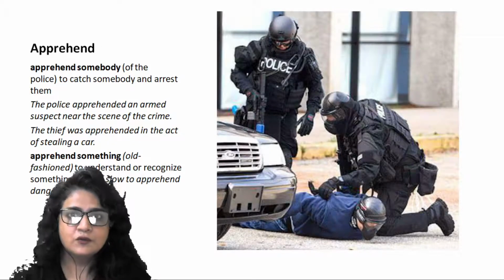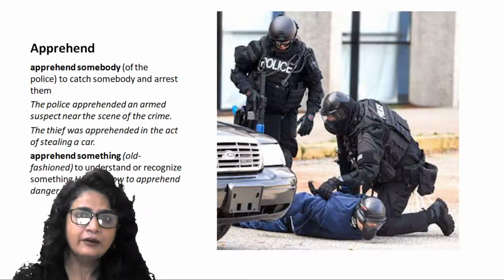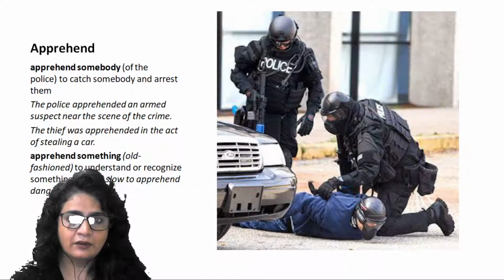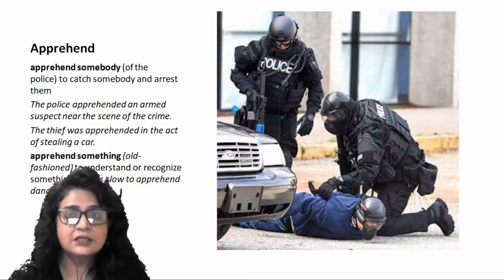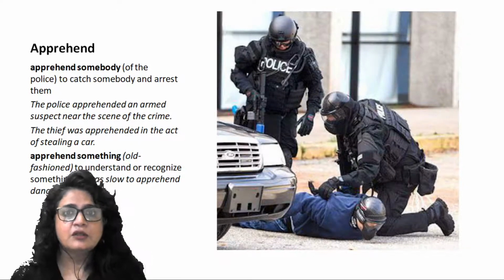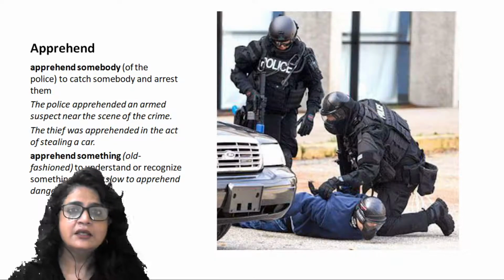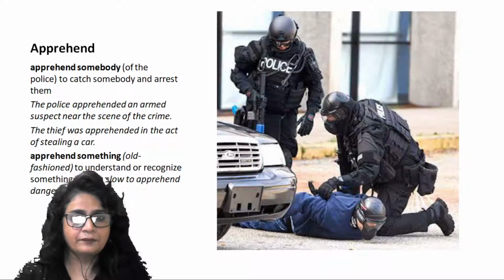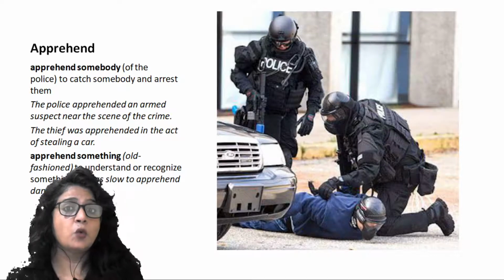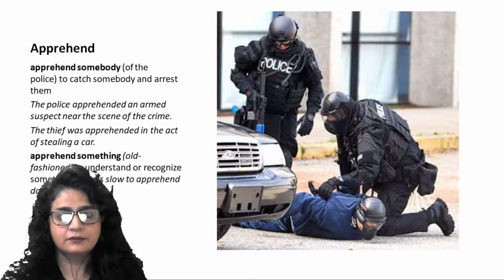The old-fashioned use of apprehend as a verb is to understand or recognize something. To comprehend, in the old-fashioned way, apprehend is also used to understand something. So if you see this word coming in an RC or a paragraph-based question, it may be used for understanding something. So this is also another meaning, right? One apprehend is to arrest someone, second apprehend is to understand, to recognize something. So he was slow to apprehend danger. So he could not understand that some danger was approaching, right? So apprehend has two meanings. One is old-fashioned but still used. All right?